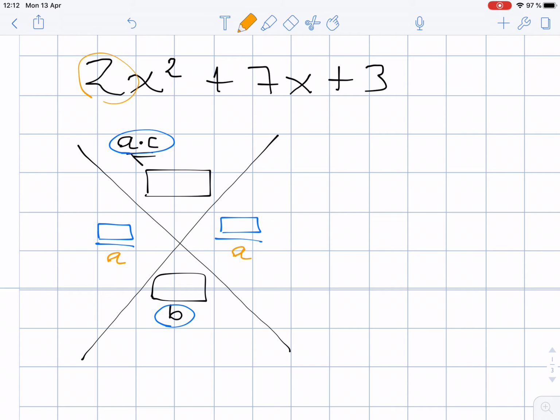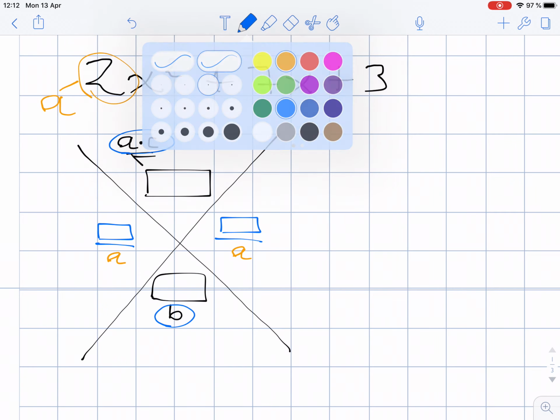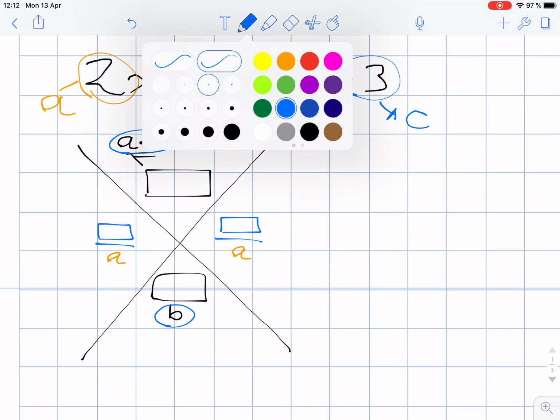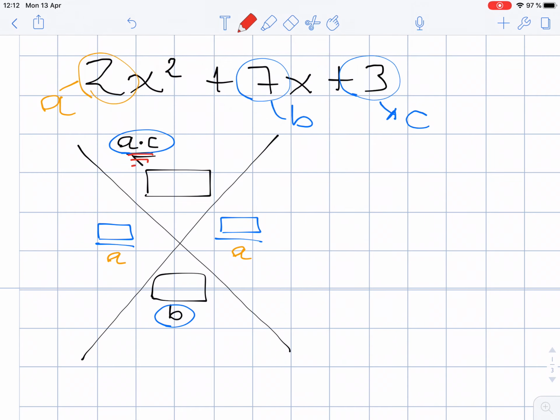Identify that a, this is a, okay? The value for the x is b, and the value alone without an x is c, okay? Now we are going to apply the structure. A times c, I have referred to this, a times c is equal to 6, yeah, because 2 times 3 is 6, and the value for b is 7, okay?